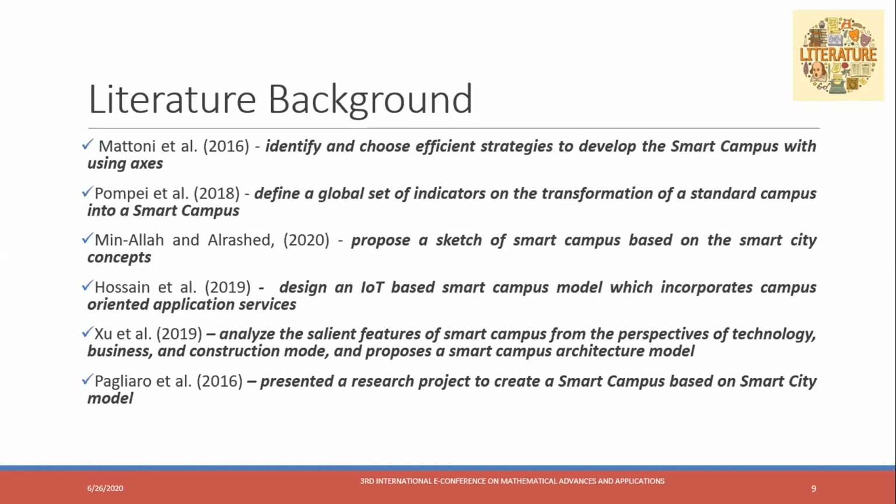Especially, there are two papers in the presentation that are related to the background of our paper. They use the 6 axes that we mentioned before for identifying and choosing the strategies to create a smart campus model, which were applied by the first writer on the slide, Mattoni et al. in 2016, and the last researcher, Pagliaro et al., in 2016 again. But they did not conduct a detailed analysis for the decision-making process as we do in this study. So apart from all these papers, we are applying a detailed analysis for evaluating the 6 smart axes, which are the key factors, as we can say, for the smart campus concept.